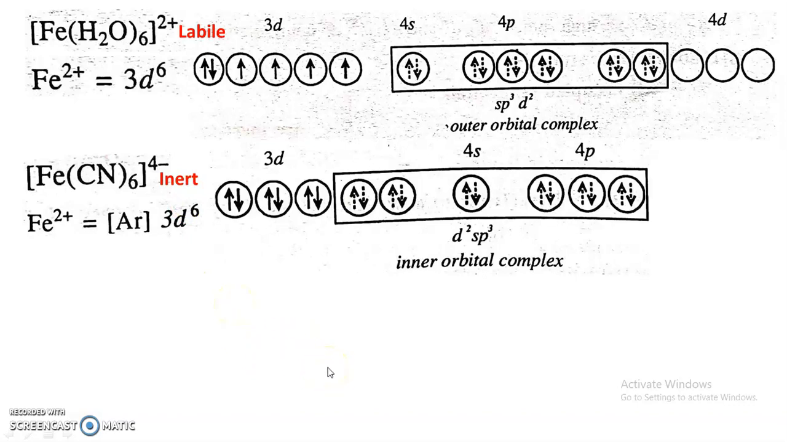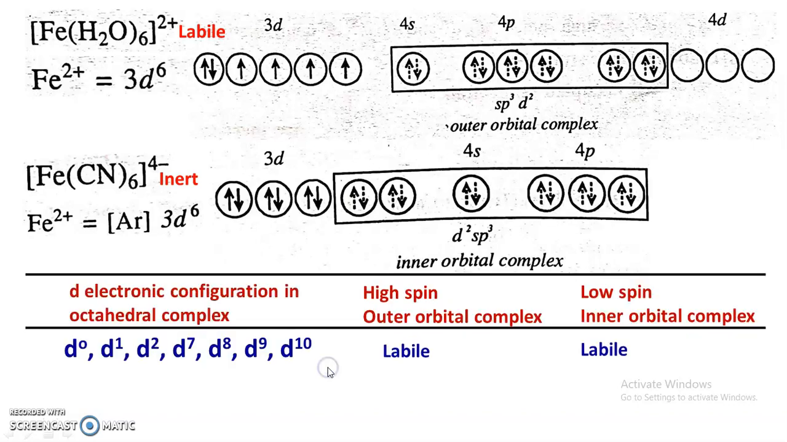So this is according to valence bond theory. Remember, according to valence bond theory, if the same metal ion forms both outer as well as inner orbital complex, then its outer orbital complex will be labile and inner orbital complex will be inert. Now the summary of this point is, if any particular complex contains a metal ion with configurations d0, d1, d2, d7, d8, d9 and d10, then its high spin as well as low spin complex, or outer orbital complex or inner orbital complex, both are labile.